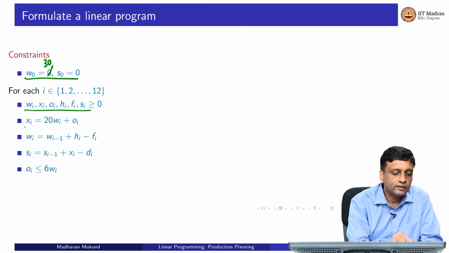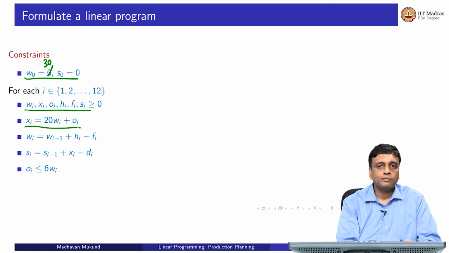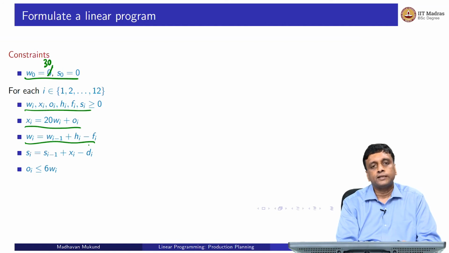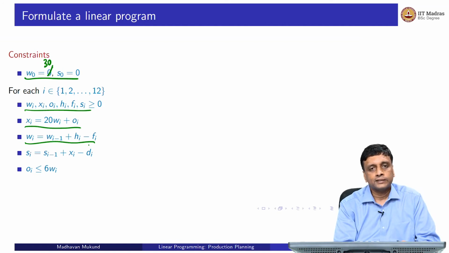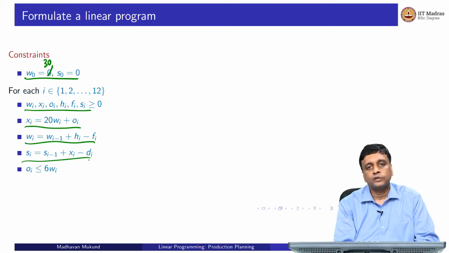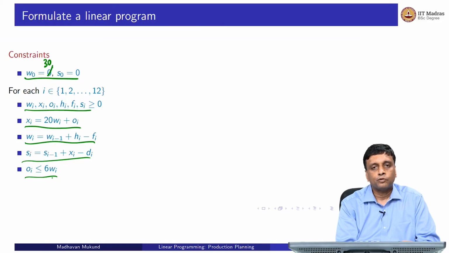Then I know that the production in a month is equal to the regular production of the WI workers plus the overtime production. I know that the total number of workers respects the total number of workers I had before plus the addition due to hiring and the loss due to firing. I know that the surplus is equal to this month's production plus the surplus from the previous month minus this month's demand. And finally, this is our limit of 30% production on overtime.